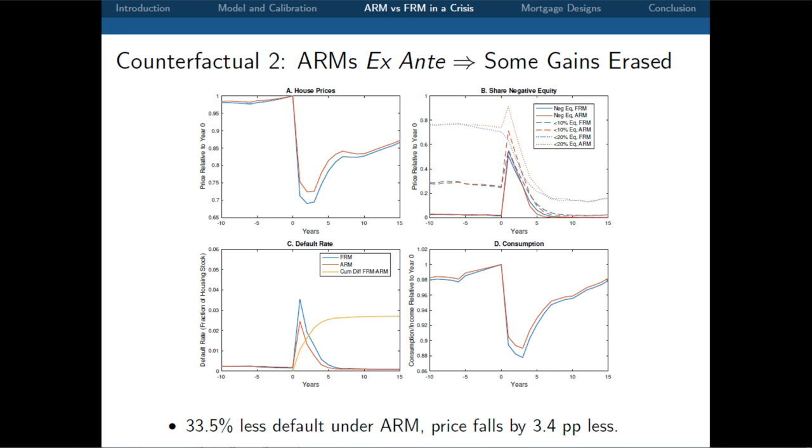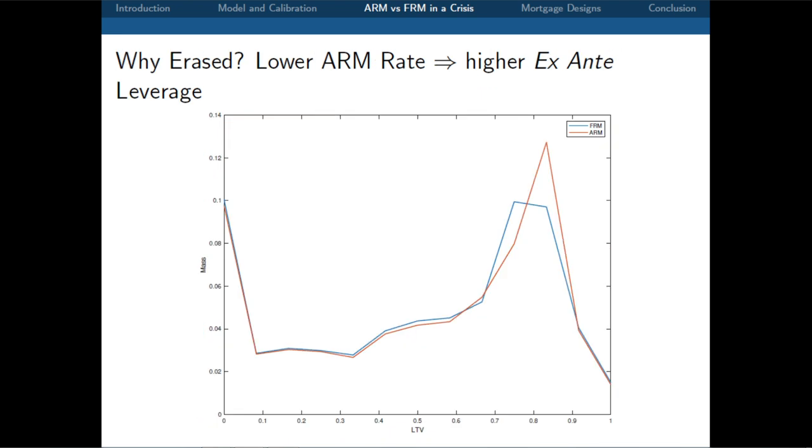And the reason it's about a third less beneficial is that with adjustable rate mortgages, people anticipate that there's going to be insurance in the crisis. So they know that their payments are going to fall in the crisis with the adjustable rate mortgage, so they lever up ex ante. This is the leverage distribution by LTV with the adjustable rate mortgage in orange and the fixed rate mortgage in blue. And you can see this adjustable rate mortgage makes people push further out. They lever up more because they know that their payments are going to fall, and that undoes some of the benefits.